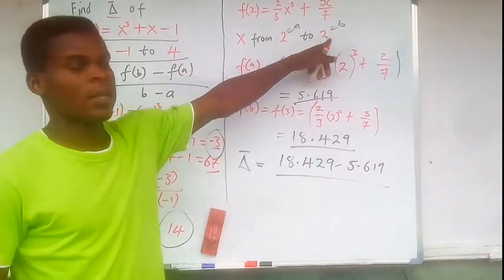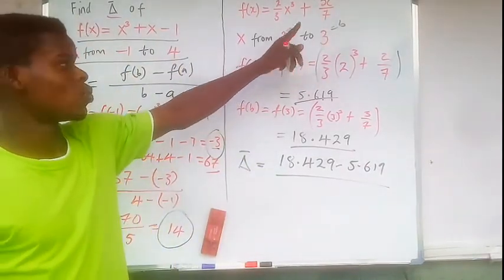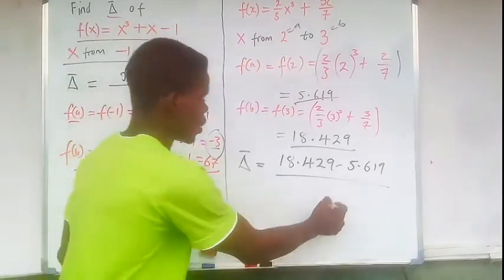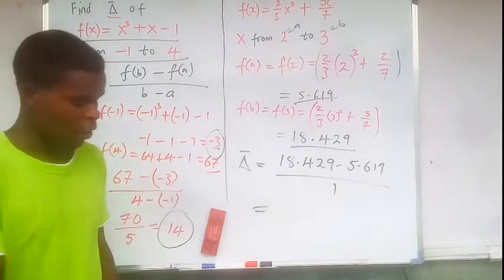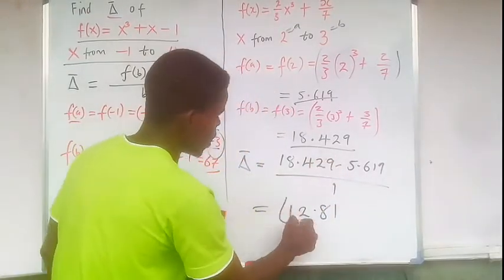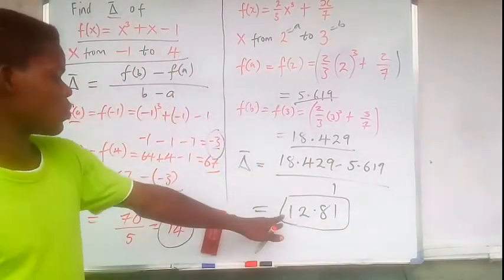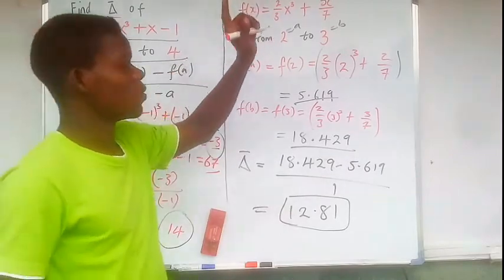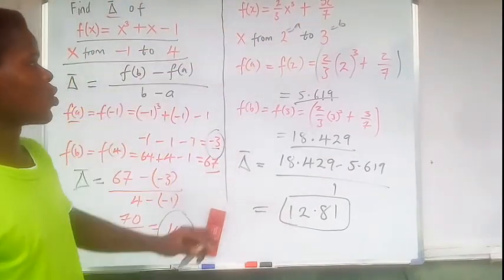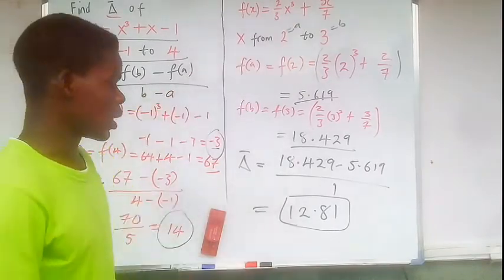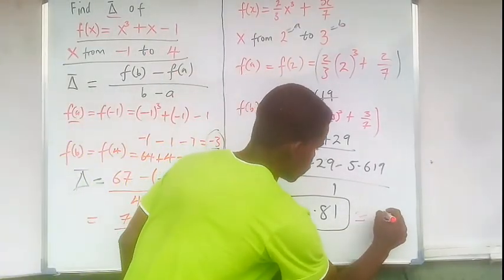So our b here is 3 and our a is 2. So 3 minus 2 is just 1. Okay, so there we now subtract this from this here. We're going to have 12.81 divided by 1 is just 12.81. So this result is the average rate of change of this function as x changes from 2 to 3. So this could be approximately equal to just 13.